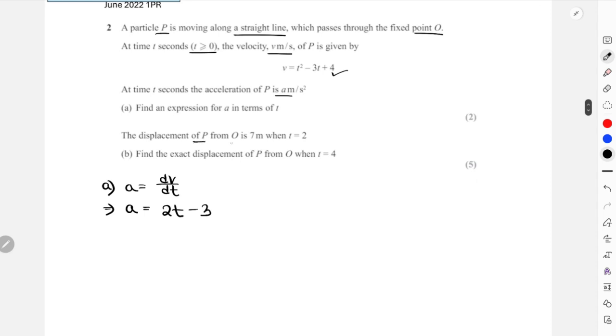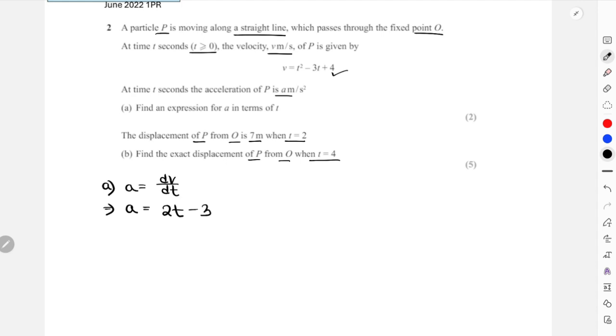After this, displacement of P from A is 7 meter at 2 seconds. Now you need to find out the exact displacement of P from O when t is equals to 4. That means there must be some turning points involved over here also, right? Because this particle P was passing through point O 2 times, at t equals to 2 and at t equals to 4. So what we have to do over here is find an expression for the displacement. I can find the expression for displacement, but then again they want you to find the exact displacement of P from O when t is equals to 4. This is how the entire thing is working.